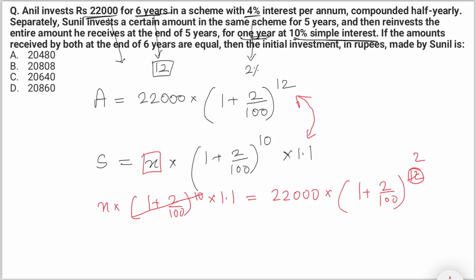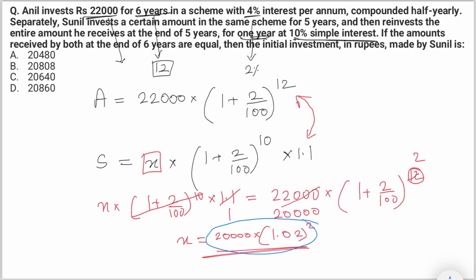I could also cancel out 1.1 from both sides. 1.1 into 20,000 would give me 22,000, right? So finally X will be nothing but 20,000 into (1 plus 2 by 100, which is 1.02) the whole square. And now you could use the on-screen calculator to find out this value. If you have the on-screen calci, you can instantly get your answer.